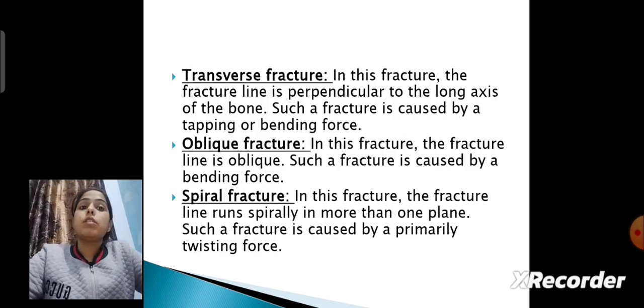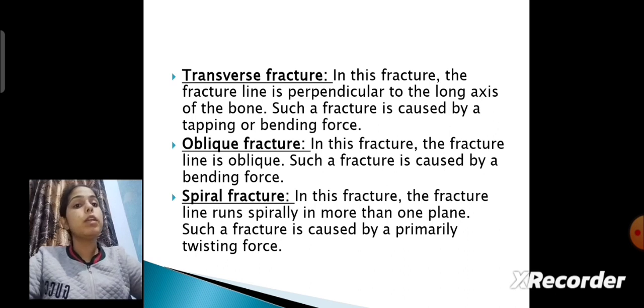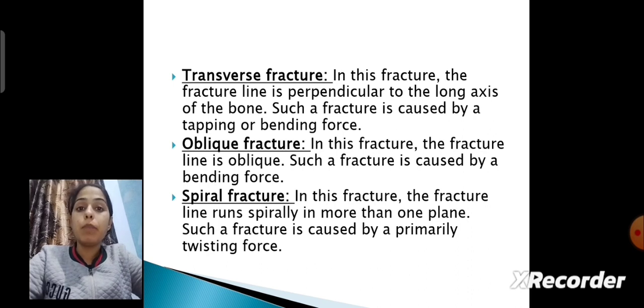So first, transverse fracture. In this fracture, the fracture line is perpendicular to the long axis of the bone. Such a fracture is caused by tapping or bending force. Second is oblique fracture. In this fracture, the fracture line is oblique. Such a fracture is caused by a bending force. Next is spiral fracture. In this fracture, the fracture lines run spirally in more than one plane. Such a fracture is caused primarily by twisting force.